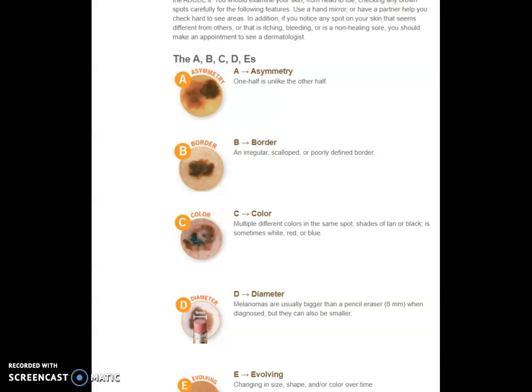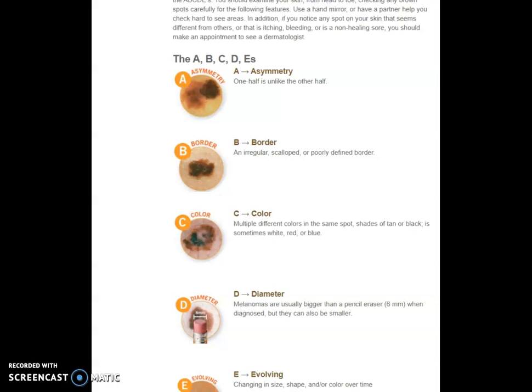The A is for asymmetry. One half is unlike the other half. As you can see here, the shape isn't the same. So a symmetrical circle would be perfectly round. Asymmetry means not perfectly matched. Borders, or B: an irregular, scalloped, or poorly defined border might be the indicator of a melanoma.